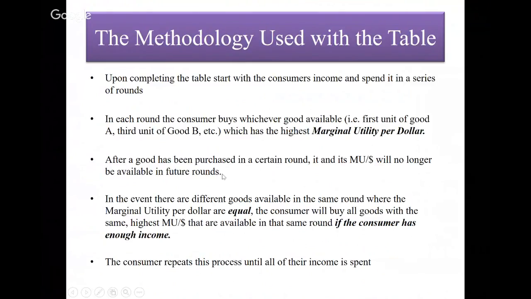The thing is, that's why we said after a product has been purchased and consumed in a certain round, it and its marginal utility per dollar are no longer available for the rest of the problem. In the event there are different goods available in the same round where the marginal utility per dollars are equal, the consumer will buy all of the goods that have the same highest MU per dollar that are available in that round if they have enough income. I have designed these problems so that if you ever have a tie in a single round, there will be enough income left to buy it. If you don't, that means you may have made a mistake a couple of rounds back. The process is repeated until all the income is spent, and then we figure out how much of each item did they buy and consume, and then what was the total utility of the combination.